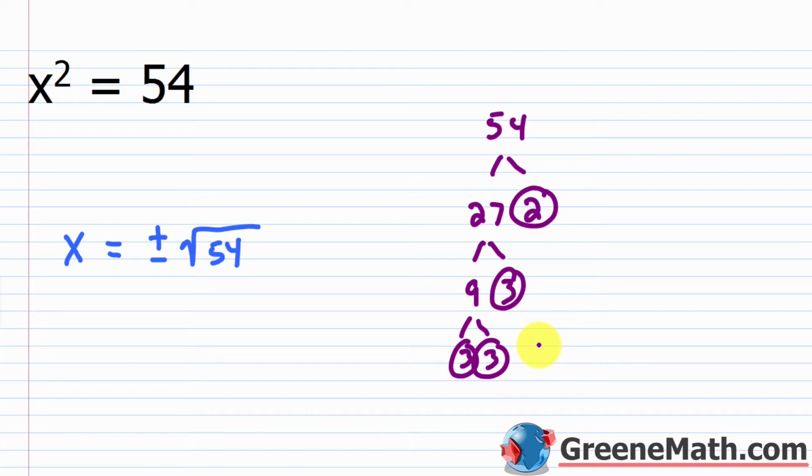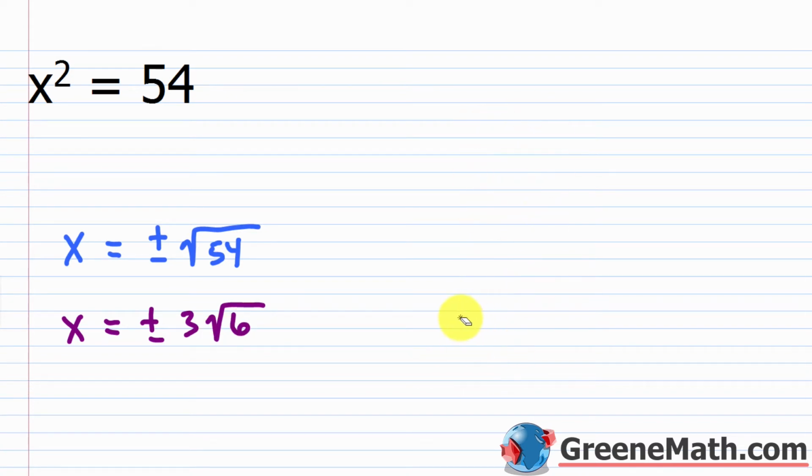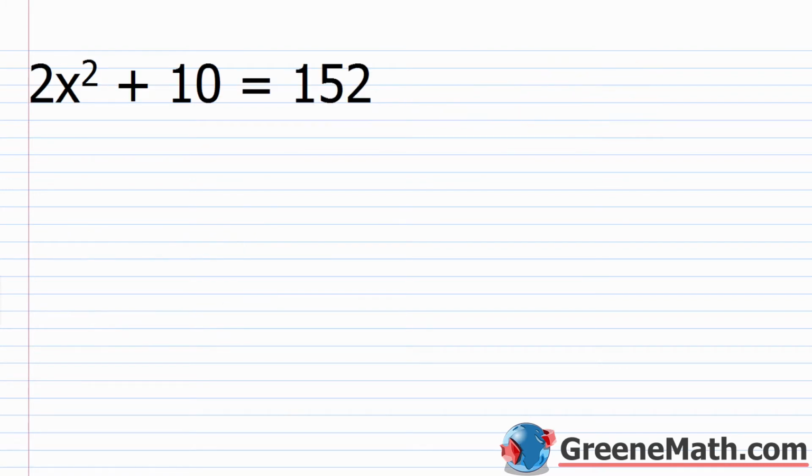So I can say that x is going to be equal to plus or minus the square root of 9, which is 3, so go ahead and pull that out. You would have 3 times the square root of 3 times 2, which is 6. And essentially, you can leave your answer like that. That would be perfectly acceptable. Or, again, you could write it like this. You could say that x is equal to 3 times square root of 6, and then comma, negative 3 times square root of 6. All right, let's look at one that's a little bit more challenging.